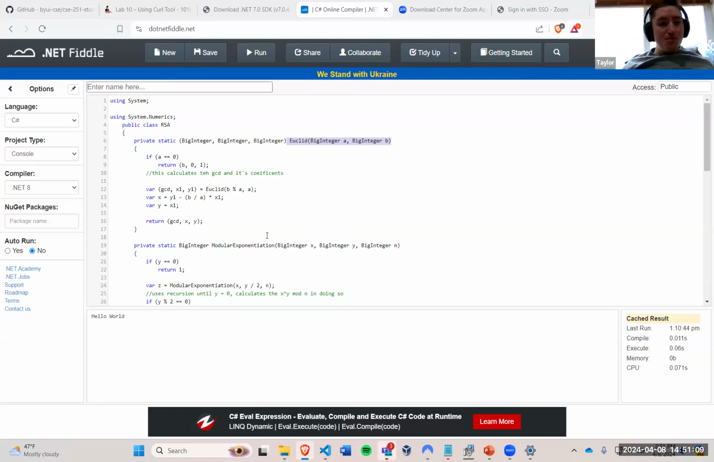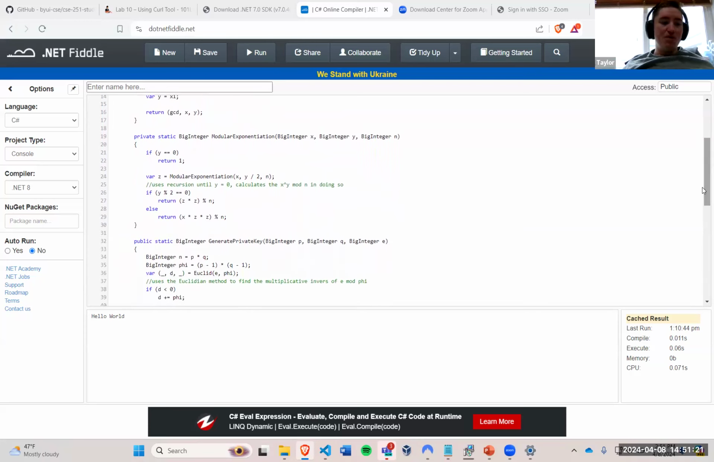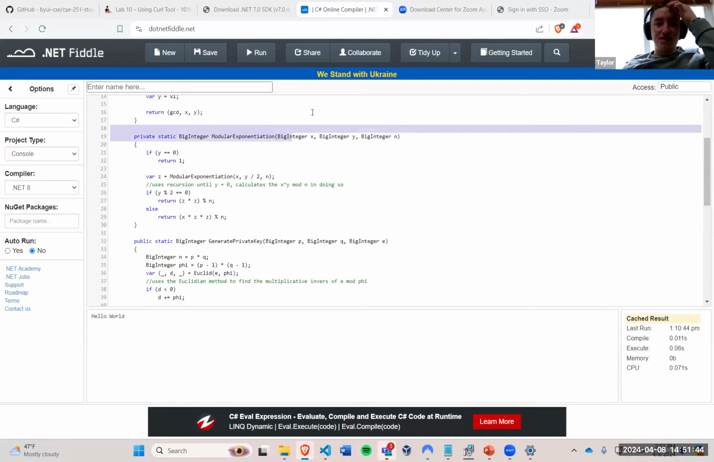So, modular exponentiation with big integers x, y, and n. What that does is it calculates x to the y mod n using a recursive approach. So you recurse until you get y equals 0. Until we get that, we're going to keep running variable z as this right here. So it keeps looping until we run out where we get y equals 0.